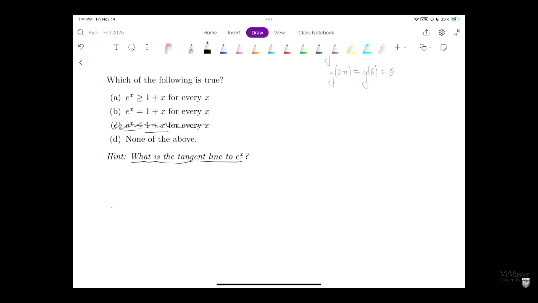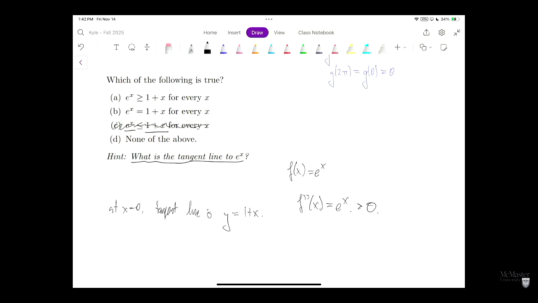At x equals 0, the tangent line is y equals 1 plus x. We could find that by using our tangent line formula from before. Now the next thing is, let's take the second derivative of e to the x. Let f of x be equal to e to the x. The second derivative of f is still e to the x, and it is always positive because the exponential is positive.